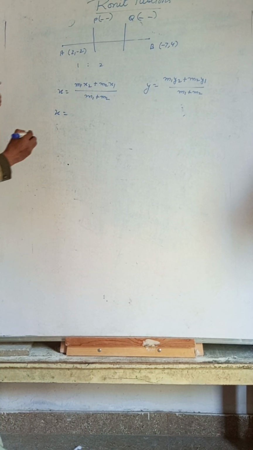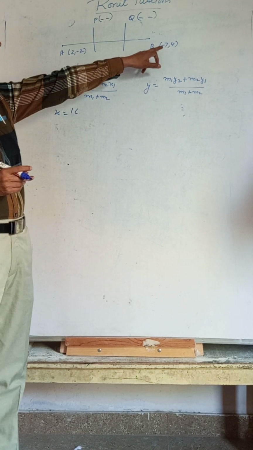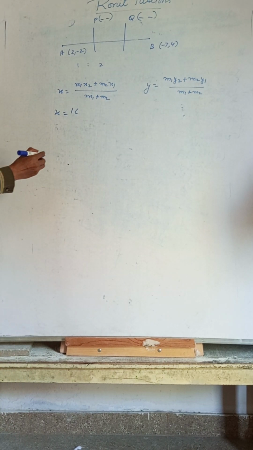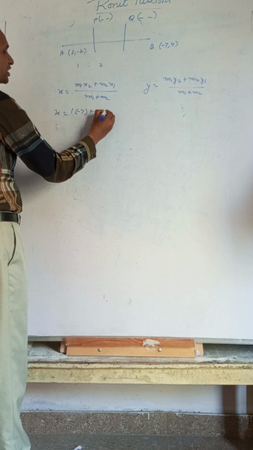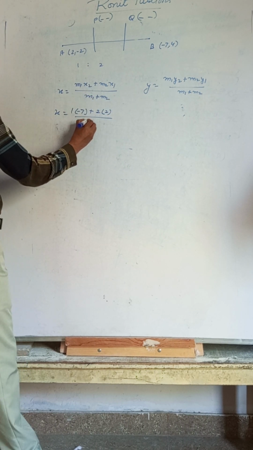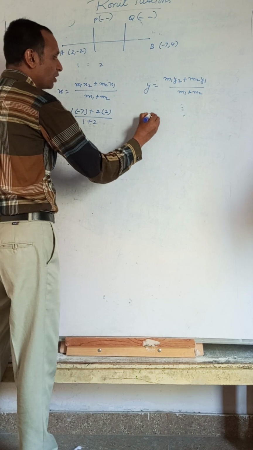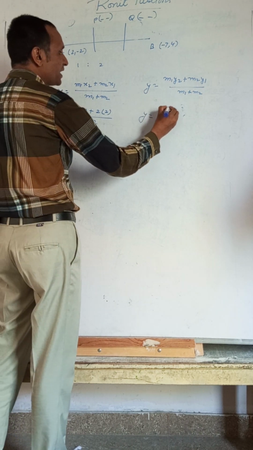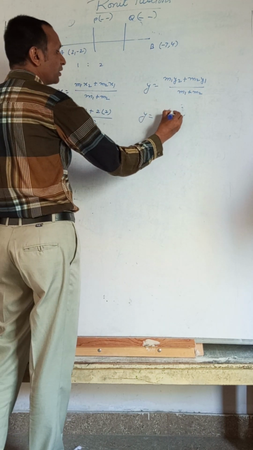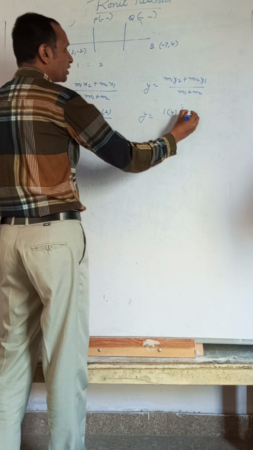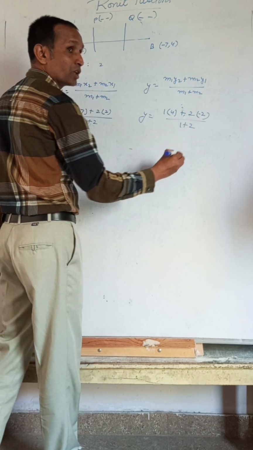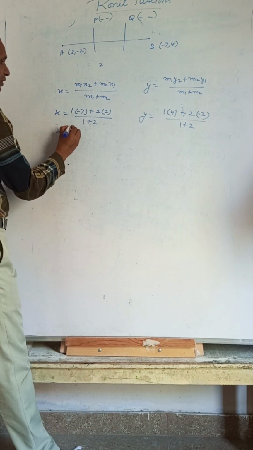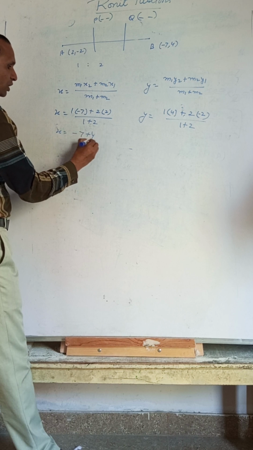So x is equal to m1, which is 1, into x2. The value of x2 is -7, plus m2, which is 2, into x1. The value of x1 is 2, by m1 plus m2, 1 plus 2. Y is equal to m1, 1, into y2. The value of y2 is 4, plus m2, 2, into y1. The value of y1 is -2, by 1 plus 2. X value will become (-7 plus 4) by 3.